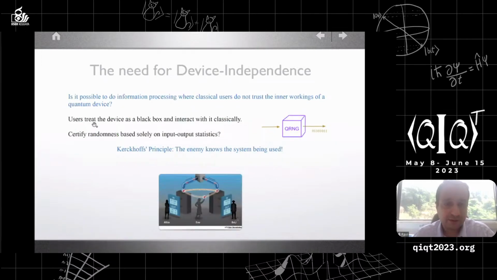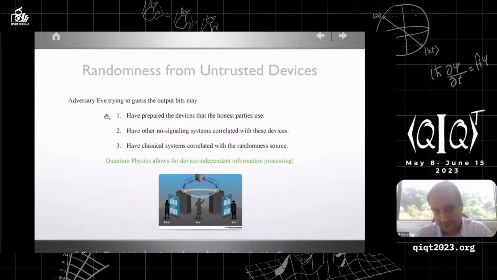That's the idea, that we are classical users. We want to deal with the device as a black box, interact with it classically, and certify randomness based solely on the input-output statistics from the device, which means we usually test for the violation of a Bell inequality. So that's the idea of device independence. Here, the adversary, an eavesdropper, may have even prepared the devices that the honest parties use. The eavesdropper may have some other quantum or no-signaling systems that are correlated with the devices. It may even be correlated with the initial weak seed.